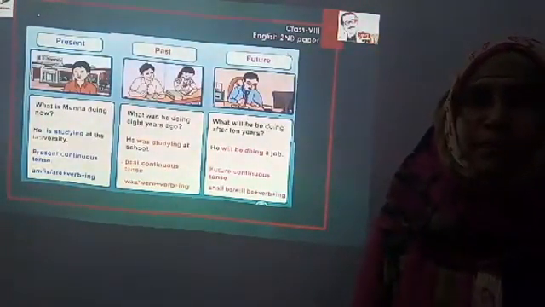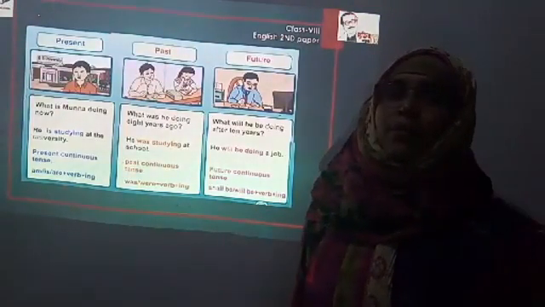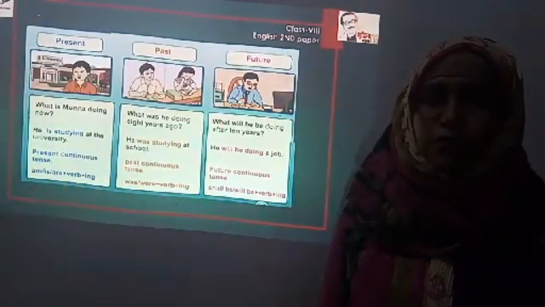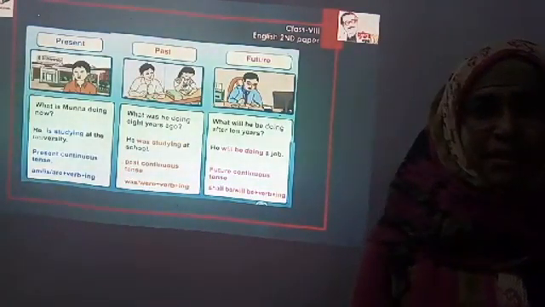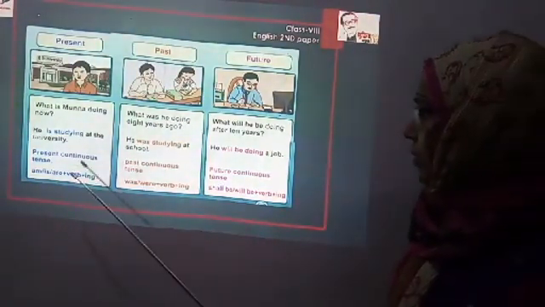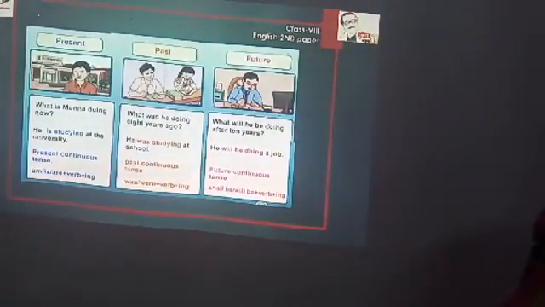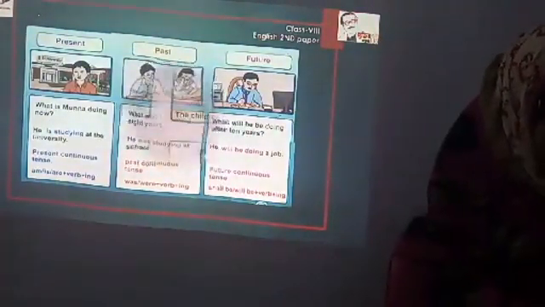Just use subject, auxiliary verb, and the main verb will take ing. Don't forget to use the ing form after the main verb if the tense is continuous. Okay, am, is, are plus verb ing, was, were plus verb ing, and then shall be, will be plus verb ing.